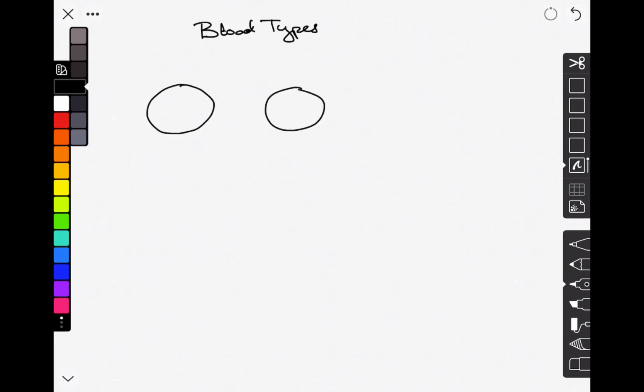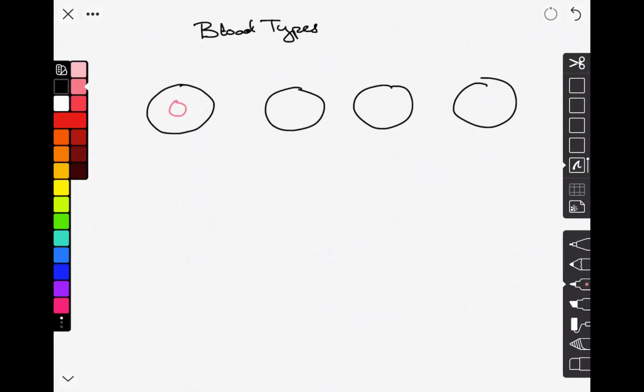I want to do a quick video that talks about blood types. The type of blood that you have is related to the antigens on the surface of your cells. You could have none, which is type O, or you could have type A antigens, which would make you type A blood. You could have type B antigens, which is type B blood.